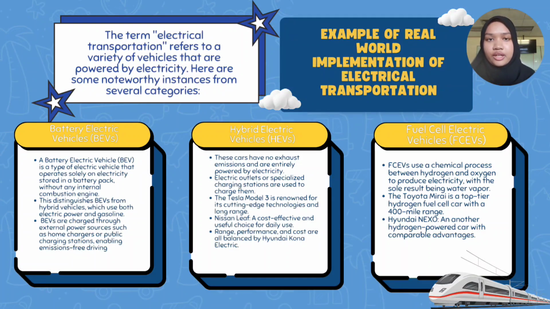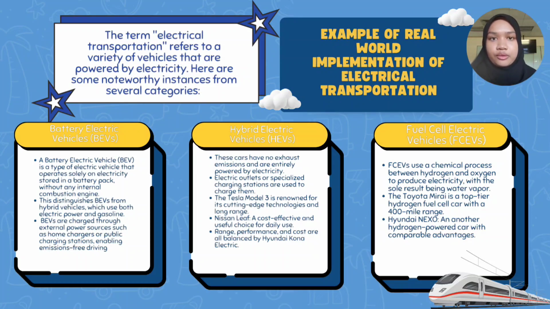For the second point, which is hybrid electric vehicles, these cars have no exhaust emission and are entirely powered by electricity. Electric outlets or specialized charging stations are used to charge them. We have an example, which is the Tesla Model 3, which is renowned for its cutting-edge technologies and long range. We also have Nissan Leaf, which is a cost-effective and useful choice for daily use. And also we have Hyundai Kona, which has pretty good performance and balanced costs.